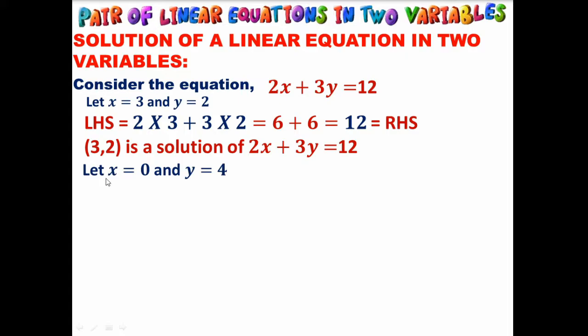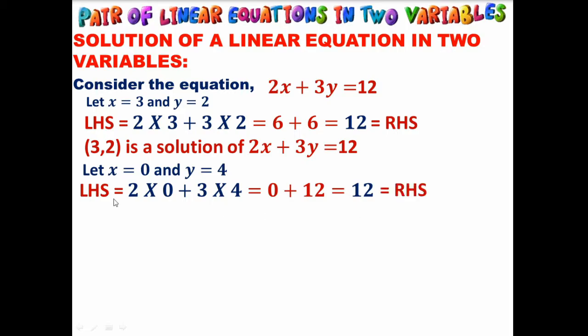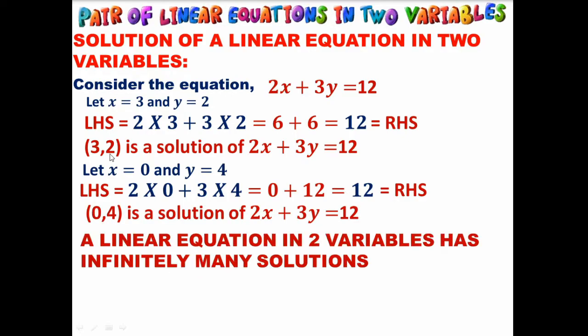Okay, now suppose we'll see some other solution, x equals 0, y equal 4. Then in that case also we get the left hand side equal to 12. Therefore (0, 4) is a solution of the equation. So I can conclude that a linear equation in two variables has infinitely many solutions, right? We see that linear equation in one variable has one and only one solution. But linear equation in two variables has infinitely many solutions, right?